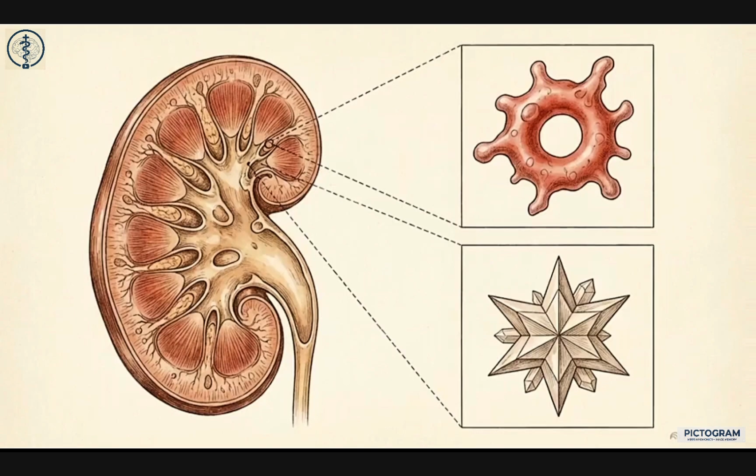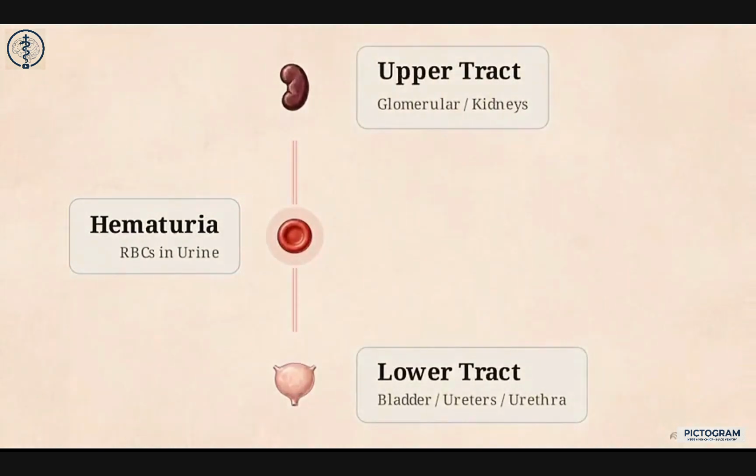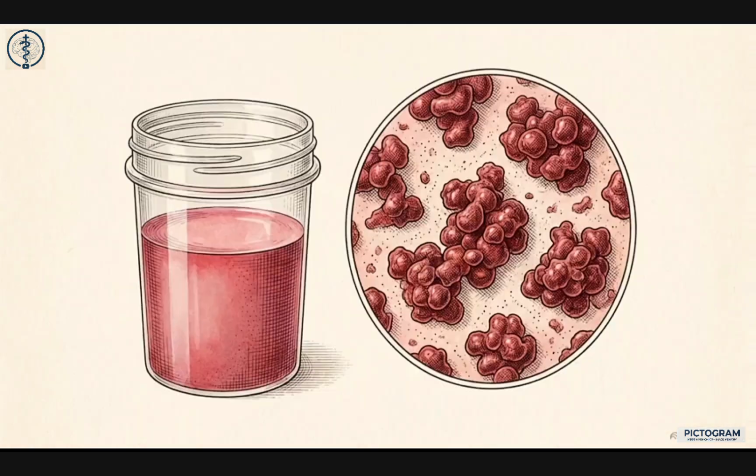Mapping these macroscopic observations to specific microscopic geometries allows us to trace pathologies to their exact anatomical origin in the kidney. When red blood cells appear in the urine, hematuria becomes a critical branching point in the diagnostic algorithm, requiring a distinction between upper and lower tract origins. Bleeding from the lower urinary tract typically presents as pink or red urine, often containing microscopic clots of clumped erythrocytes.